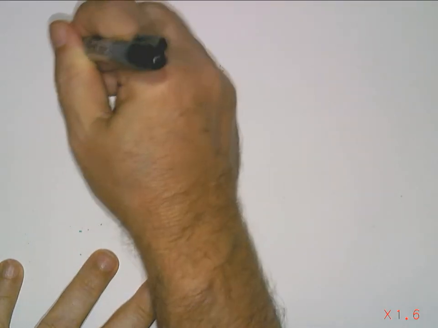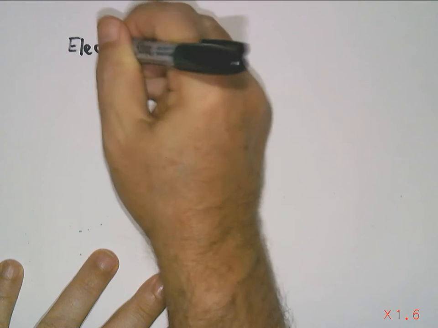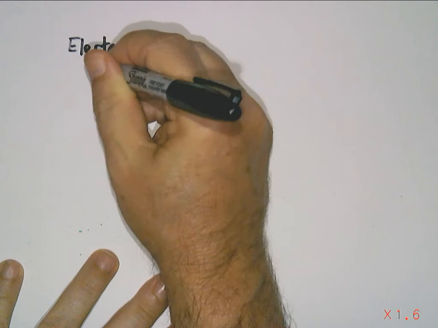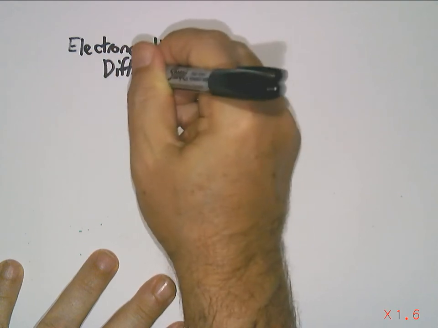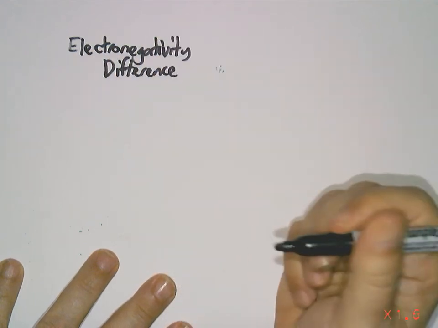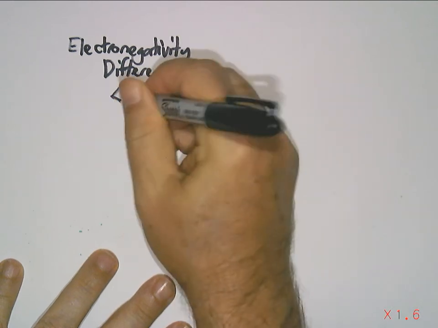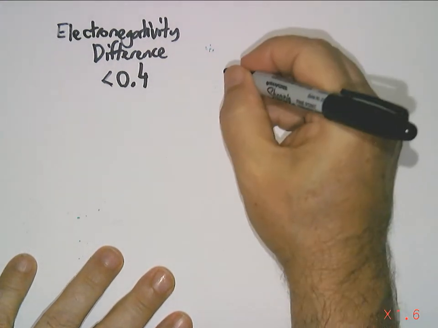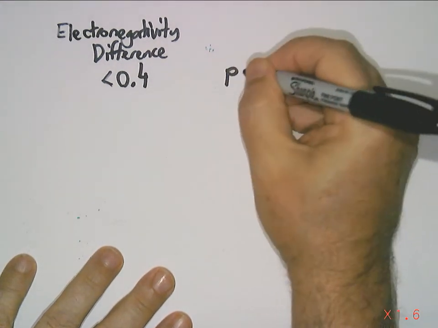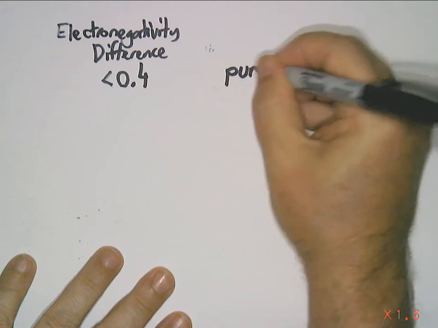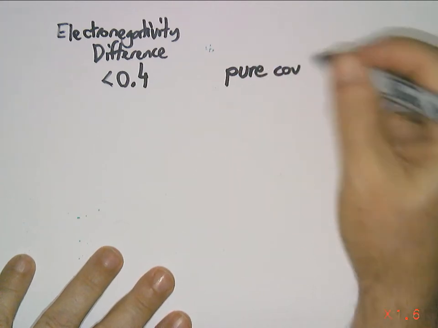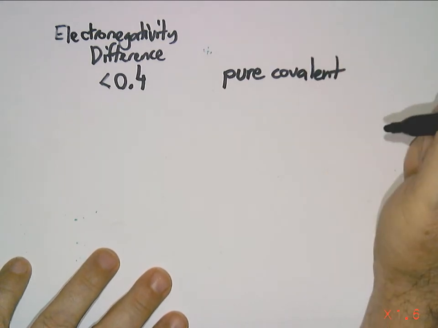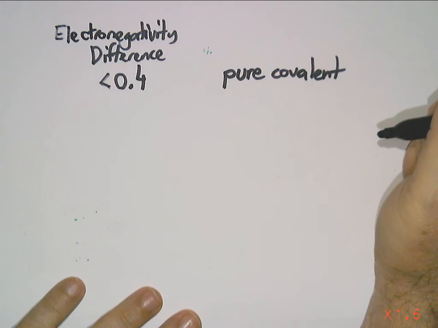If you have an electronegativity difference of, I'd say, less than about 0.4, this is kind of arbitrary, right? I'm going to call that pretty much just a covalent bond. It really is not very polar at all. And you can call it a pure covalent bond. If you were a real stickler, though, what you would say is you have to have an electronegativity difference of 0 to have a pure covalent bond.